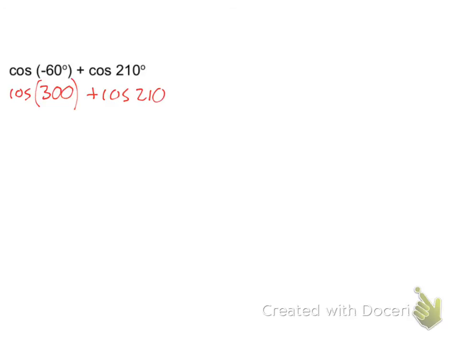Now at this step, I'm going to graph them to find their reference angles. 300 is here somewhere. Has a reference angle of 60. This one over here is 210. Has a reference angle of, how much further along from 180 am I? 30. We just have to worry about, are they positive or negative in those quadrants?